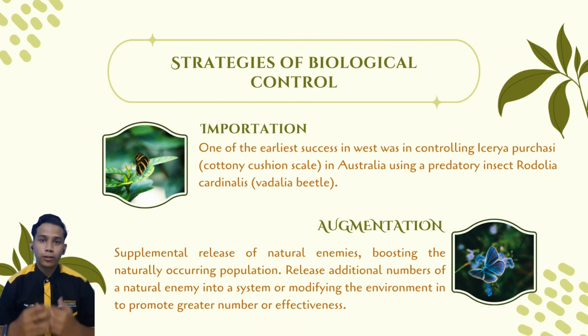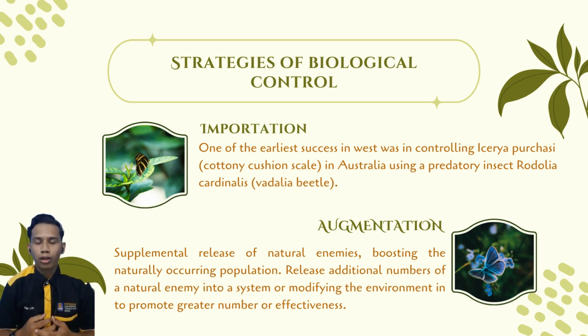Next, we move to strategies of biological control. Firstly, importation. One of the earliest successes in the West was in controlling Icerya purchasi, which is the cottony cushion scale. In Australia, they used a predatory insect, Rodolia cardinalis, which is the Vedalia beetle. Secondly, augmentation. Augmentation is a supplemental release of natural enemies, boosting the naturally occurring population. It releases additional numbers of a natural enemy into a system or modifies the environment to promote greater numbers or effectiveness.